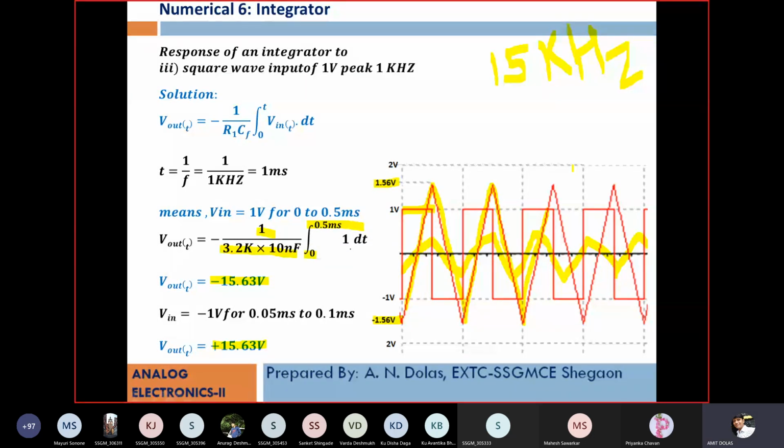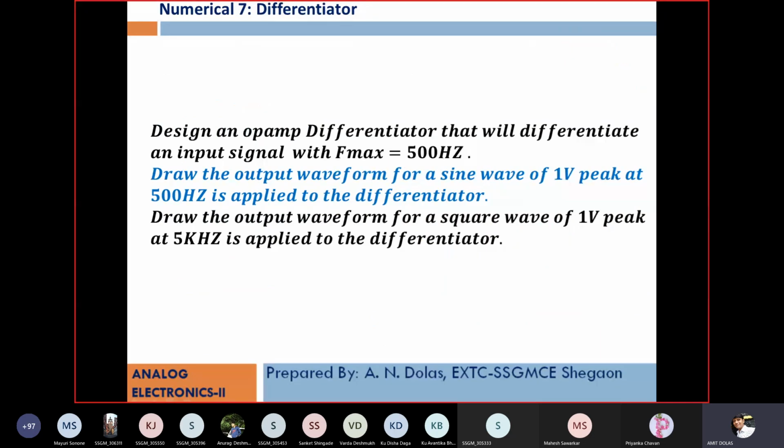So here in this way we have the integrator response to square wave, step input and sinusoidal waveform. Lastly, the last problem is for differentiator. We'll see within 5 minutes.